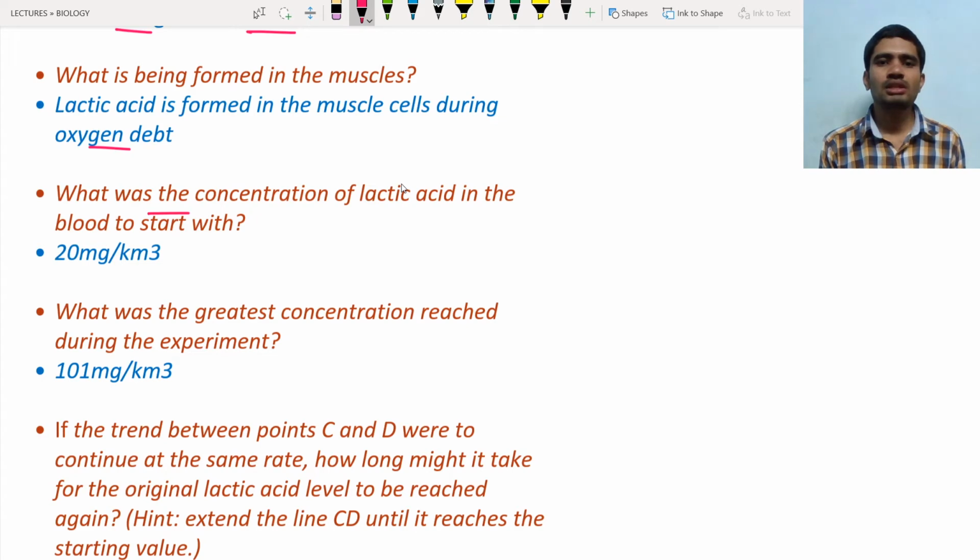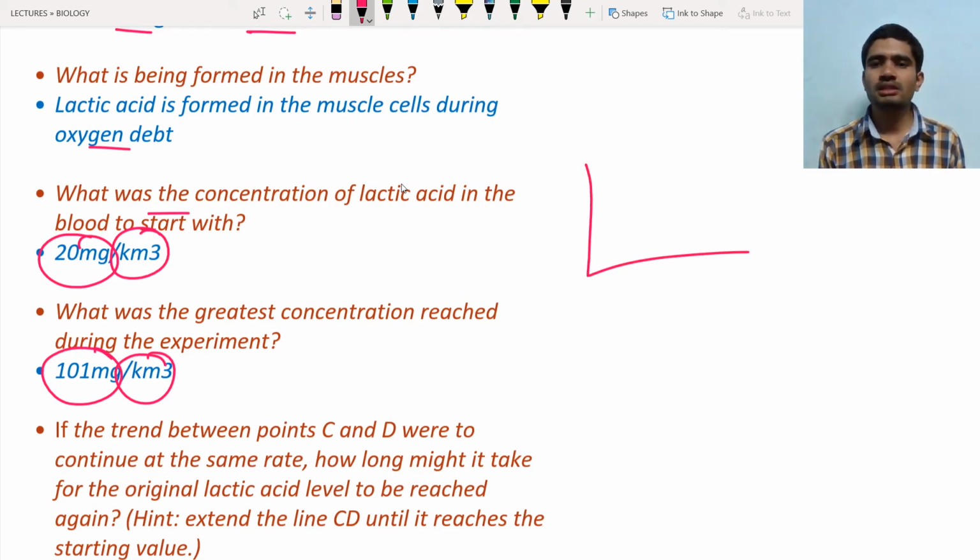So what was the concentration of lactic acid in the blood to start with? It is around 200 milligrams per cubic kilometer. I think it is a cube. What was the greatest concentration reached during the experiment? It will be 101 milligrams per cubic kilometer. These are little calculations that will be done based upon looking at the graph.